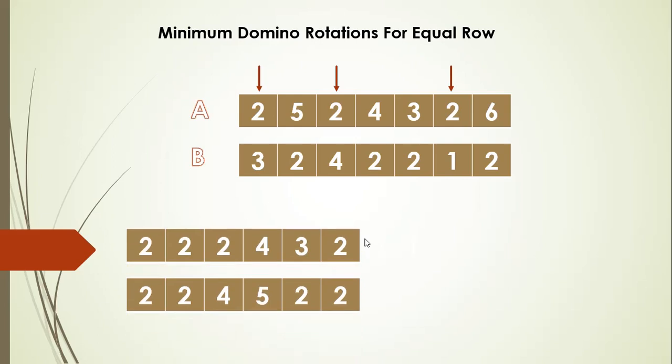So here we have a total number of 1 2 3 4 5 6 7 8 2's. But the size of the row is 6. So we have 8 2 values. So ideally we should be able to make a row with 6 2 values.